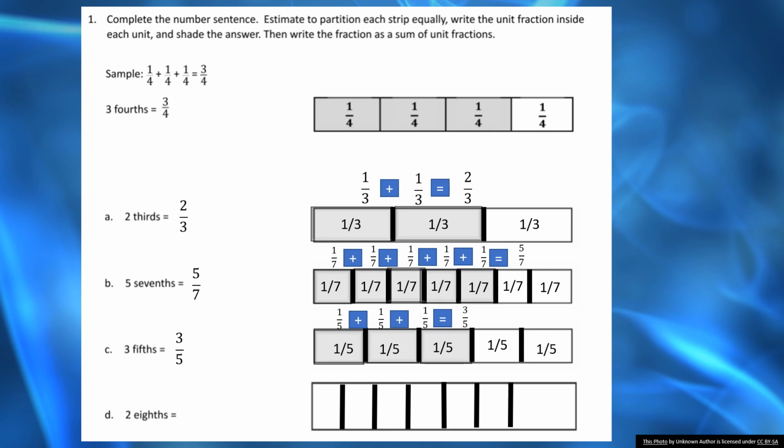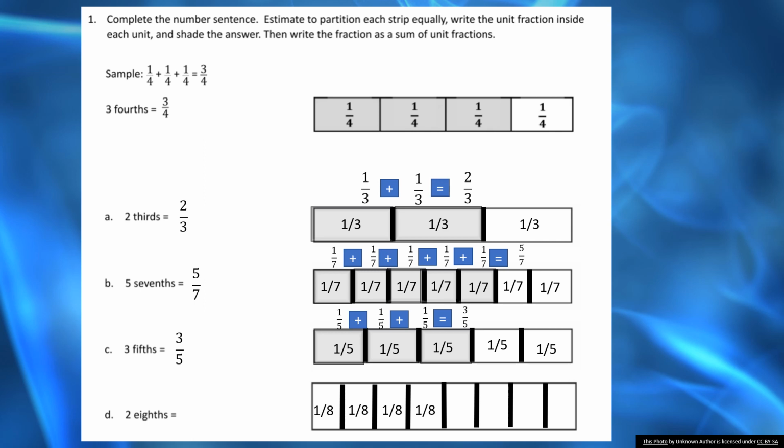So here's our first line, 2 lines, 3 lines, 4 lines, 5 lines, 6 lines, 7 lines. Okay, so you should have 7 lines, which should have given you 8 sections or 8 equal parts. So this whole rectangle is broken down into eighths now.